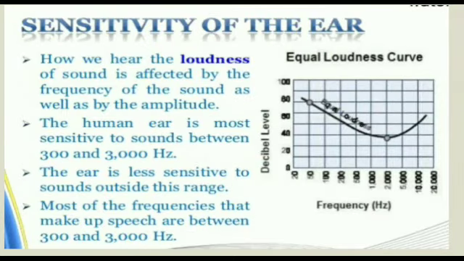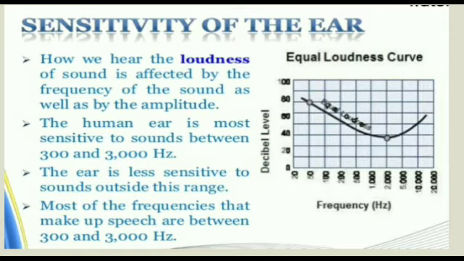Now come to the sensitivity of the ear. See this decibel level. Decibel is the sound value, the sound capacity. Noise or pollution is measured in decibel values. And this is the frequency. Now this is the loudness curve, the curve between the decibel level and the frequencies.